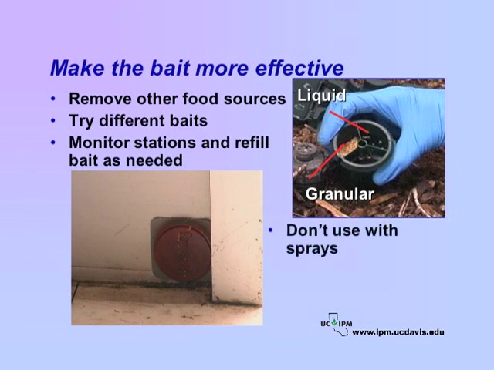Don't use any insecticide sprays while you are using baits. They are not needed and will only disrupt the baiting process. After ant trails disappear, remove bait so that you don't actually end up attracting ants to an area.